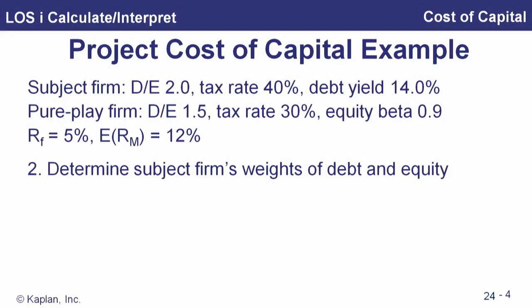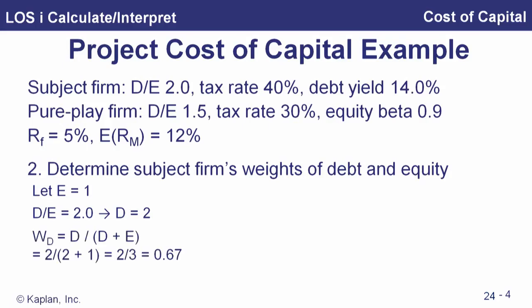So, continuing with our calculation or estimation of the project cost of capital, we've got to come up with the firm's weights for debt and equity. We don't have any preferred stock here for this example, so we just need the weights on debt and equity. Well, we can get those from the debt to equity ratio. Just take that debt to equity ratio as 2 and say, well, let's let equity equal 1. And so if equity equals 1, then debt equals 2.